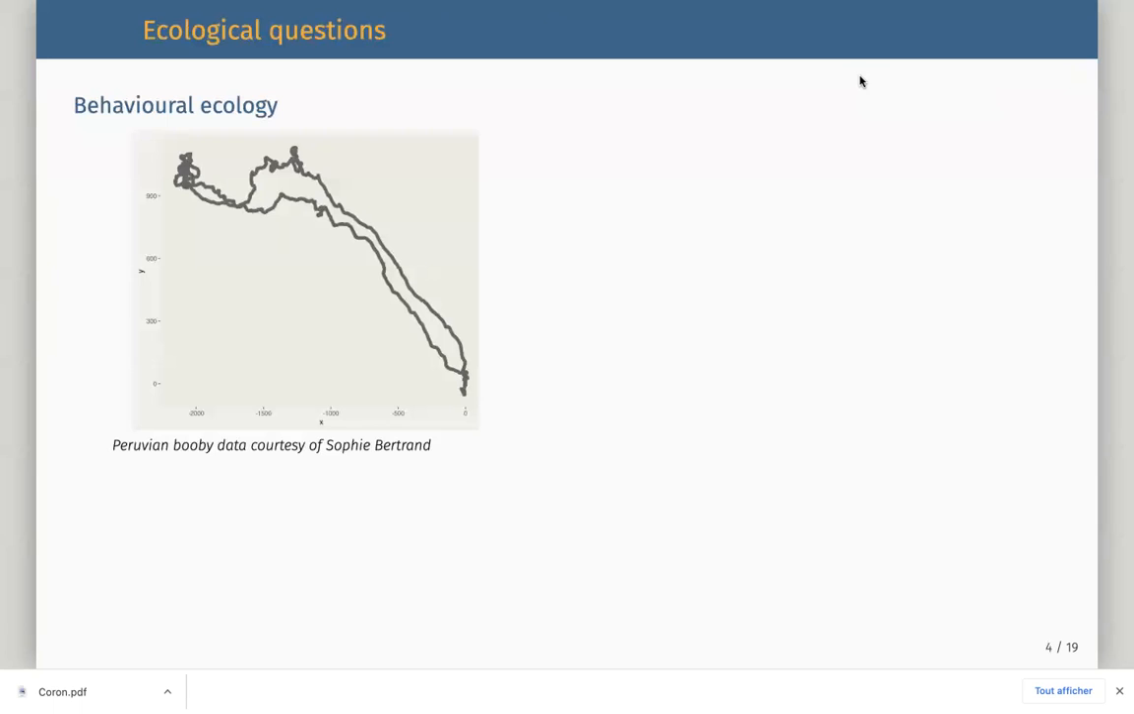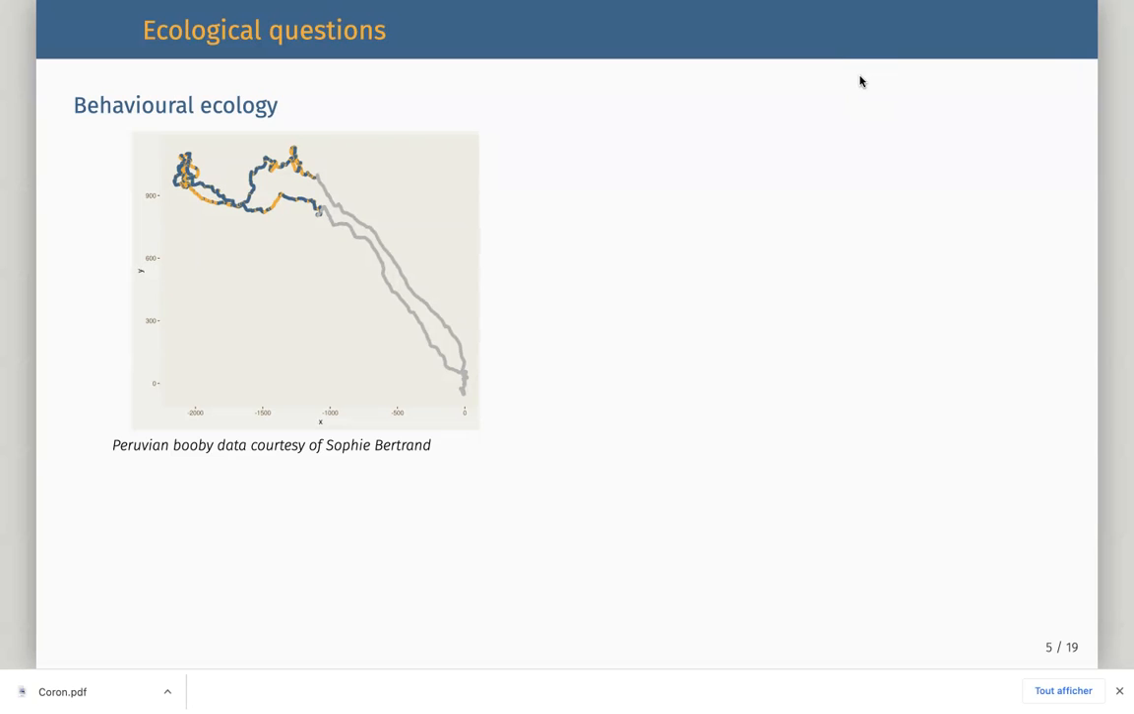The question that people try to address in behavioral ecology is: how are we able to identify different states, different portions in the trajectory? It's basically doing a segmentation of the movement path and associating some states to this kind of movement, which will then be studied by ecologists, trying to get information on how it's linked to the individual itself.